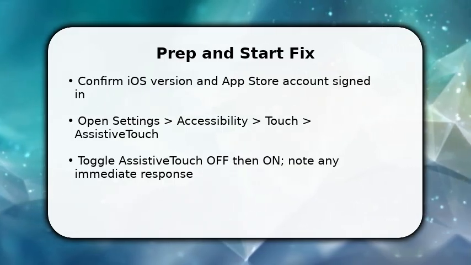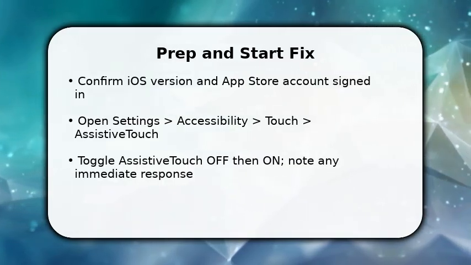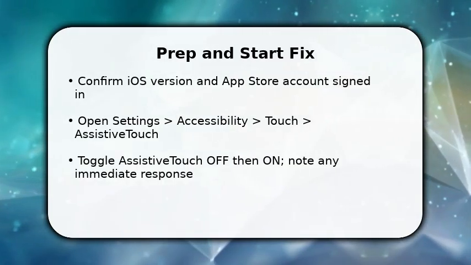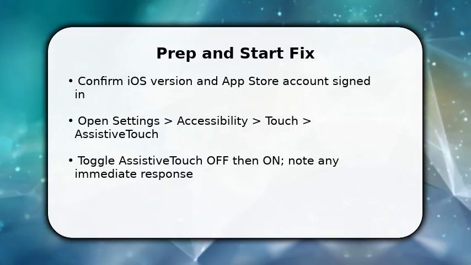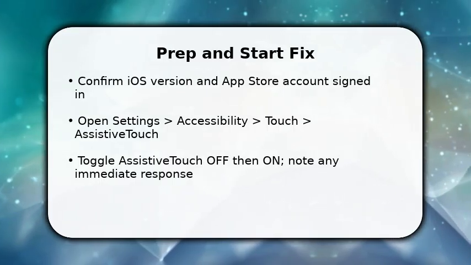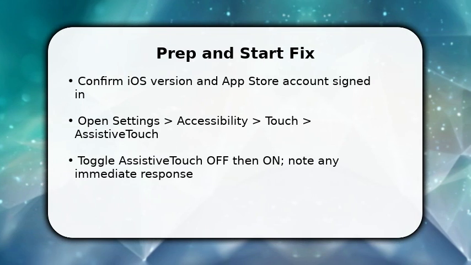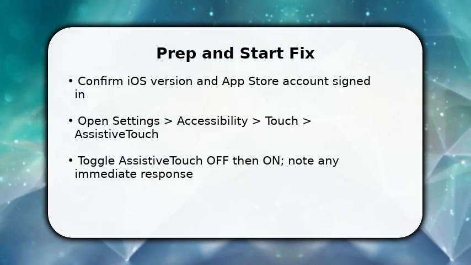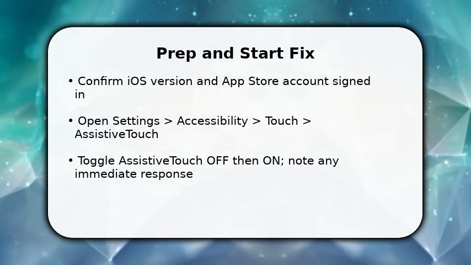You're about to force a fresh initialization, so toggle Assistive Touch off, wait 5-10 seconds, then turn it back on. This clears simple glitches. If the icon still fails to appear, keep the Settings page open, because you'll perform targeted resets next. Now you proceed to deeper fixes.